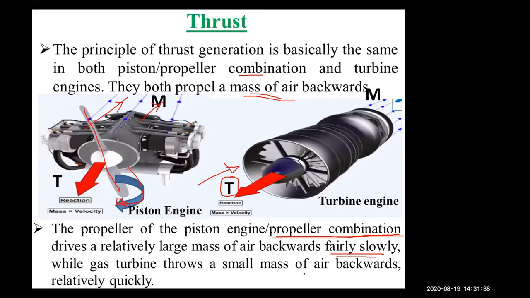In the gas turbine, a small mass, relatively small relative to the piston engine, will be delivered to the compressors, but this time at a faster rate. So basically they are working in a similar fashion, where a mass of air will be drawn backwards. This mass times velocity V, as you know, will give us a force or a momentum. And it is this momentum which makes the aircraft move forward, or generates thrust.